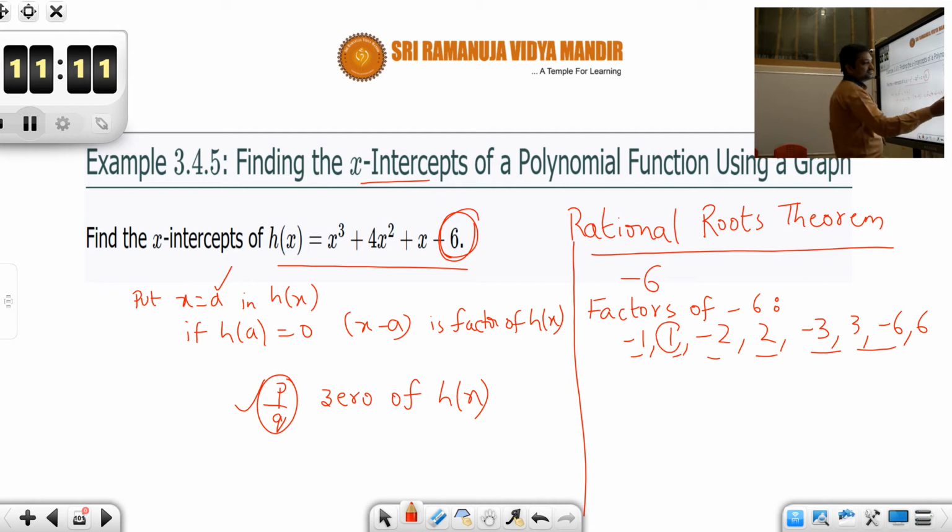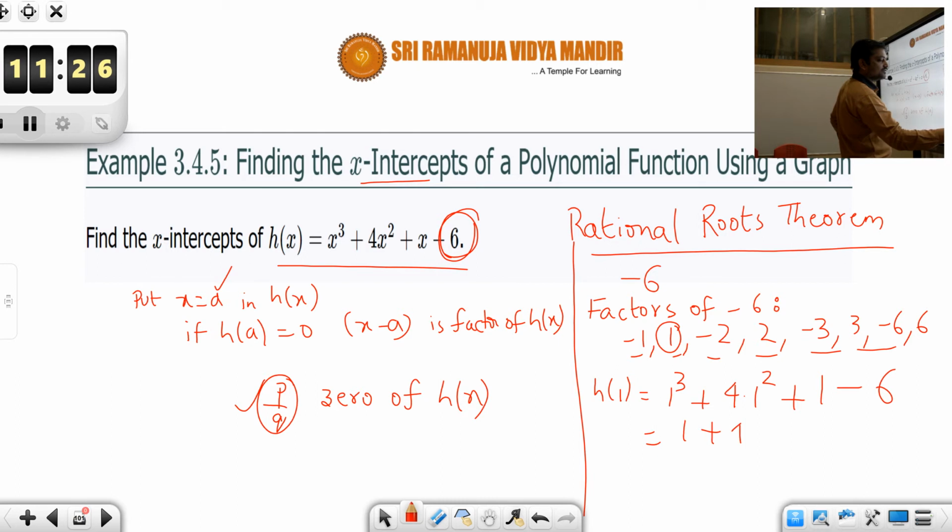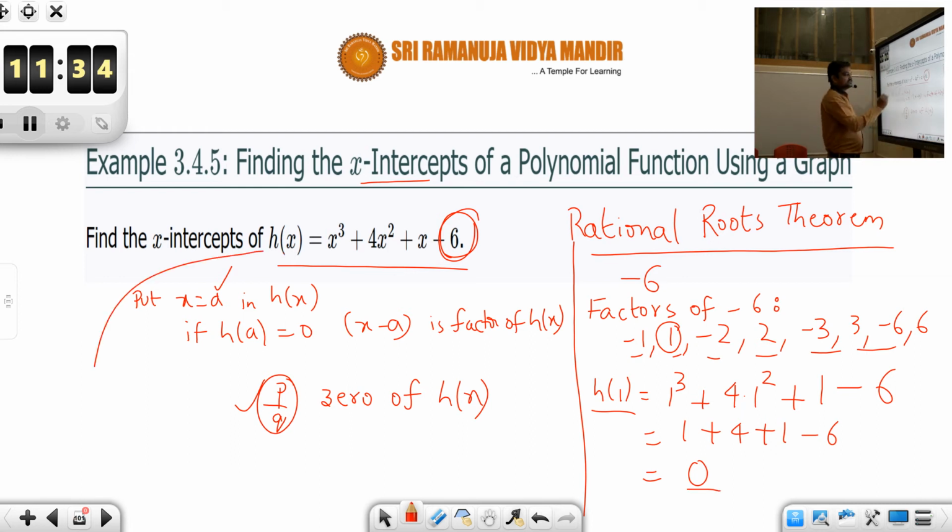Look at 1. Find h of 1. h of 1 is 1 cube plus 4 times 1 square plus 1 minus 6. So this is 1 plus 4 plus 1 minus 6. Look at this, it is 0. So h of 1 is 0. So we can say that x minus 1 is a factor.